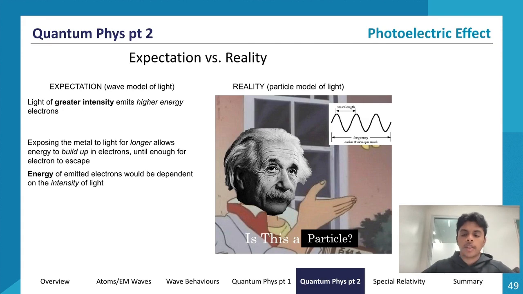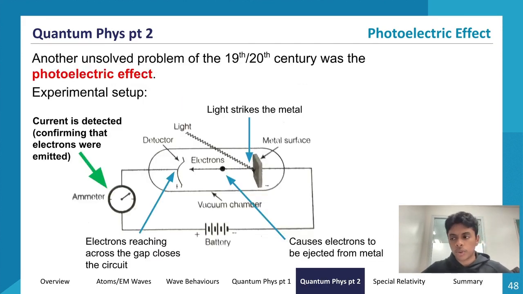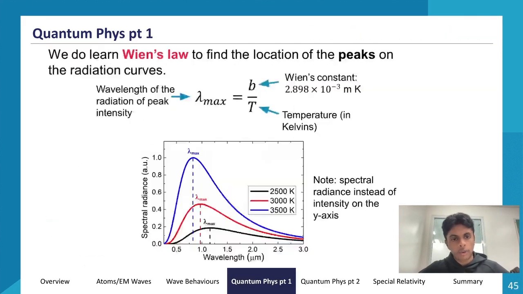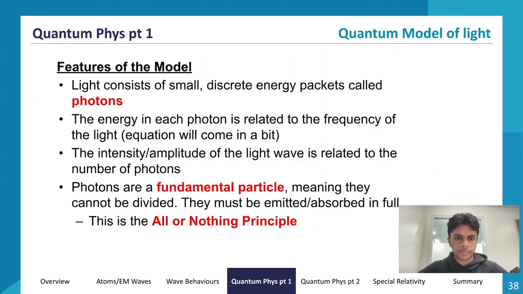And this makes sense if we think about the photon model. If we go all the way back to the photon model, the photon or quantum model of light indicated that intensity is related to the number of photons.